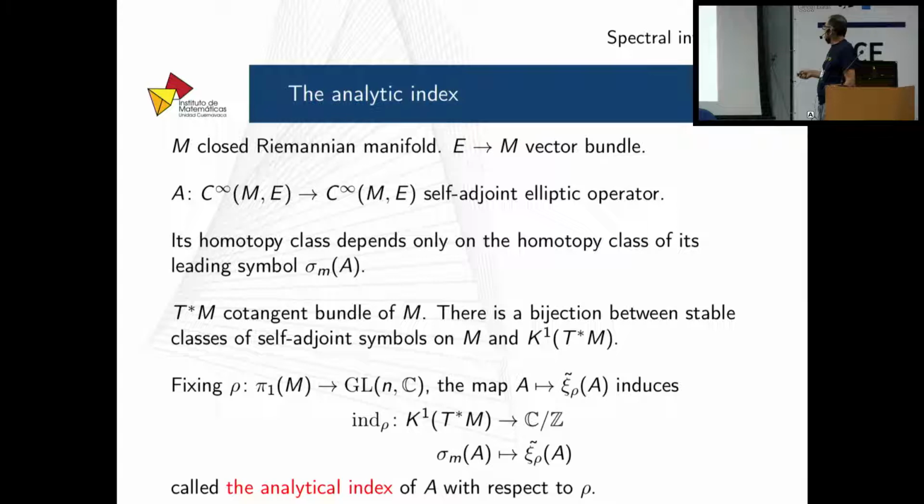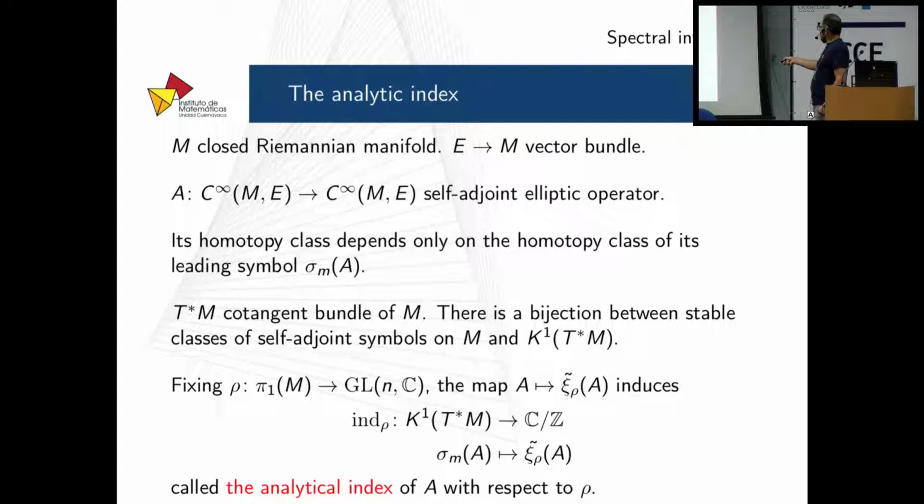And then with this invariant, we can define an index. So again, we have the same hypothesis. We have our self-adjoint elliptic operator, and the homotopy class of this operator depends only on the homotopy class of the leading symbol of the operator. And if we take the cotangent bundle of M, we get a bijection between stable classes of self-adjoint symbols on M and the first K-theory group of the cotangent bundle. Here, stable class is just an equivalence relation on the set of symbols, but I don't want to define it here.